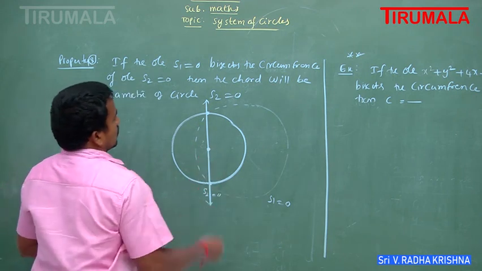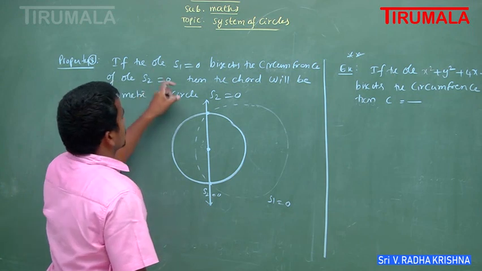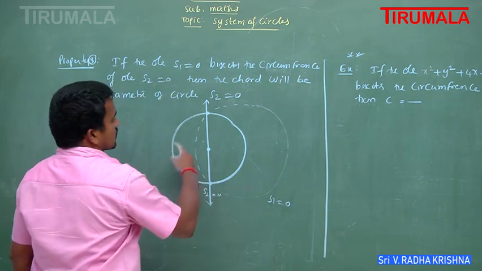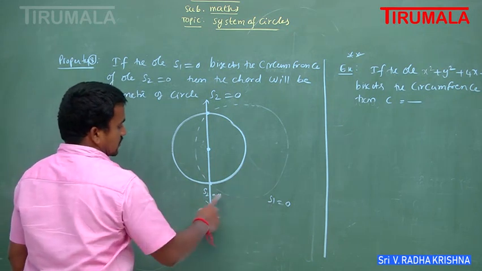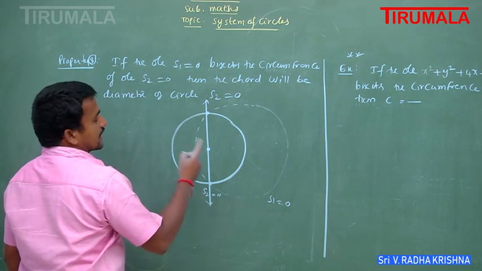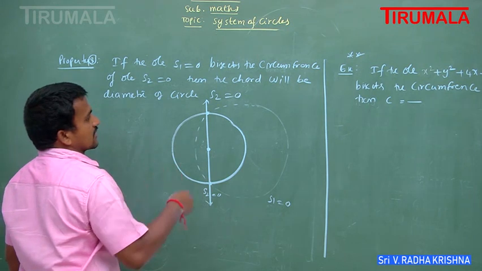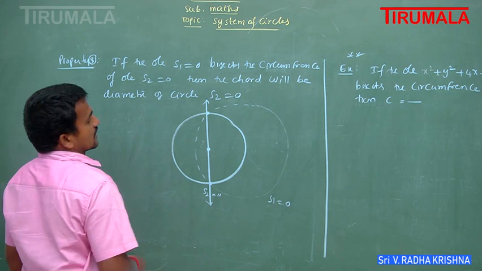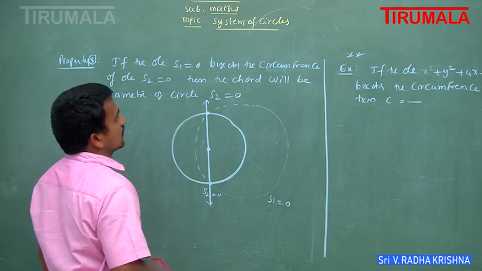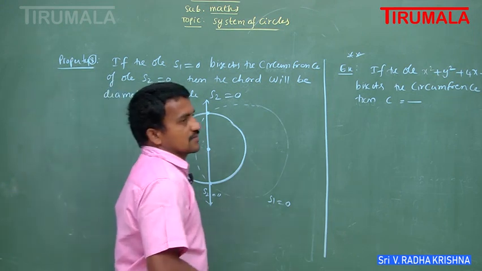Okay, so first, two circles S equal to 0 and S dash equal to 0 are given. Suppose like this, S1 equal to 0 and S2 equal to 0. One circle bisects the circumference of the other circle. Then the center of the other circle lies on the diameter of the circle. Then that circle is said to bisect the circumference of the other circle.